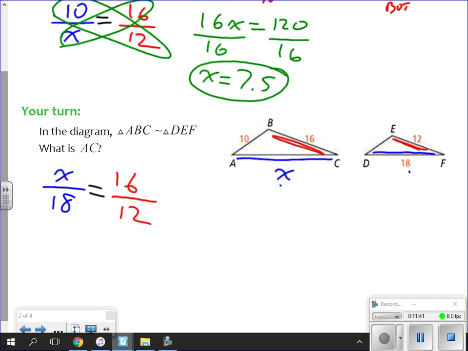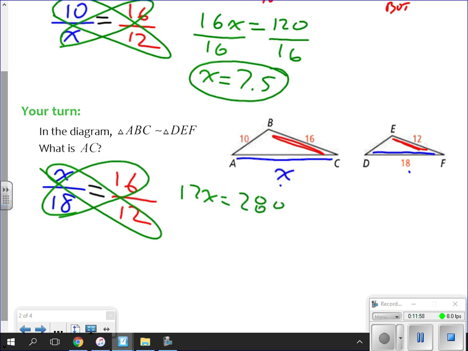Okay. And once you get that, cross multiply. X times 12, 12x equals 16 times 18. What do you get for 16 times 18? 288. Divide both sides by 12, and you get x equals, is it 20? No, 24? 24.